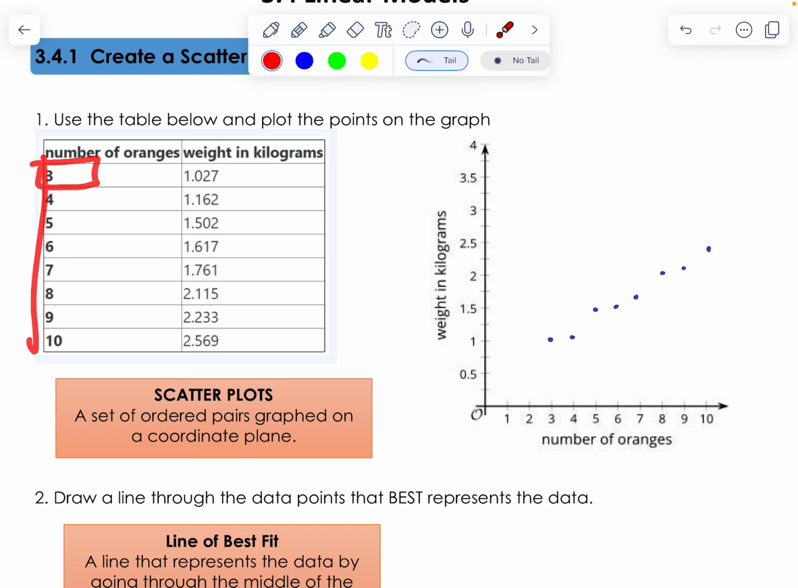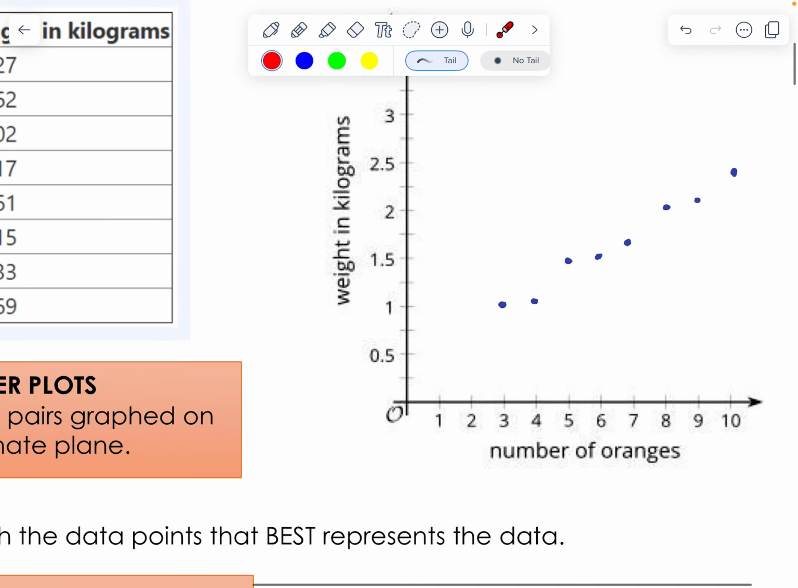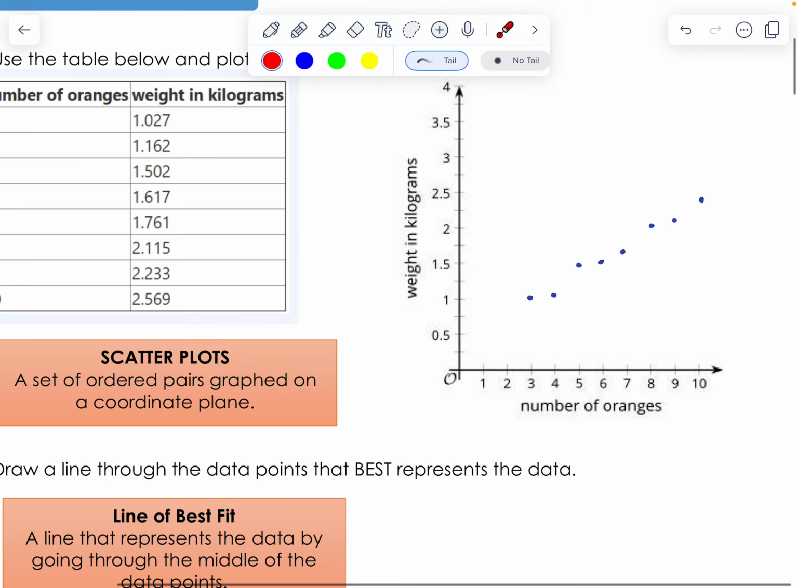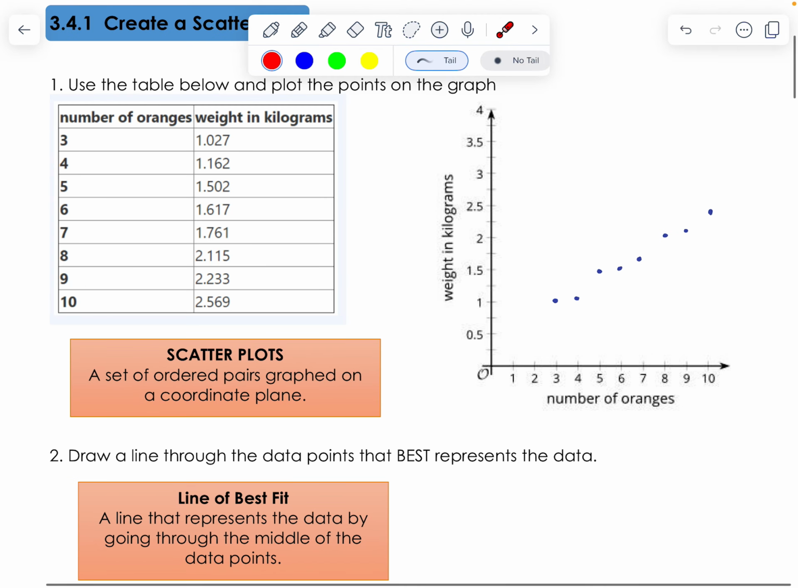3 oranges, 1.027. I tried to do my best here, but this is not a very easy graph. We would usually use Desmos for this and plug it in, but it's fine either way. So try to match them up. 3, 1.025 or 27. 4, 1.162 is a little bit above that, etc.